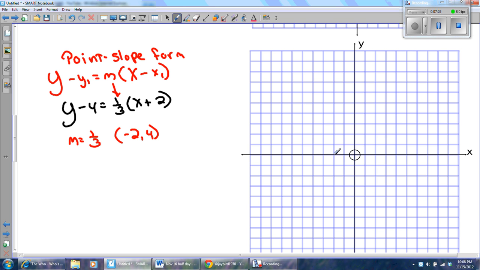So I'm going to go -2, then 1, 2, 3, 4. Okay, and then my slope is going to be rise 1, run 1, 2, 3, rise 1, run 1, 2, 3, rise 1, run 1, 2, 3. All right, and there we go. That's it. Okay.